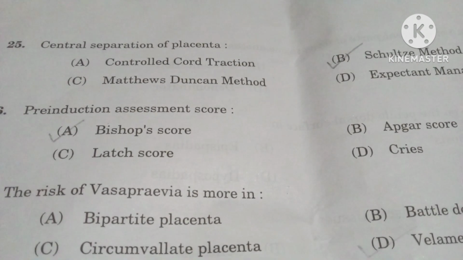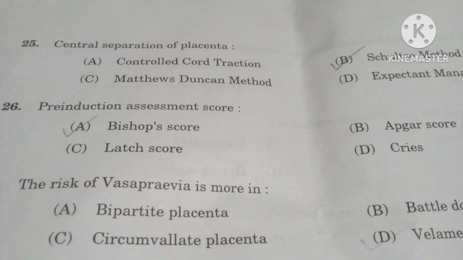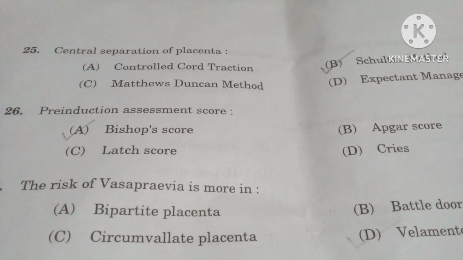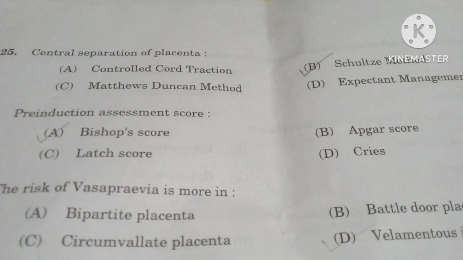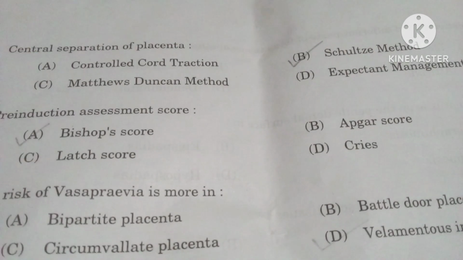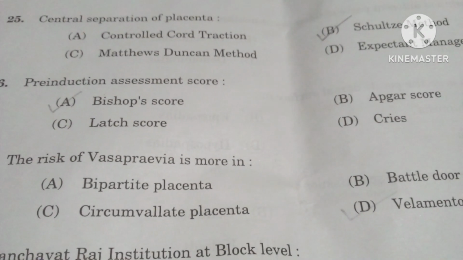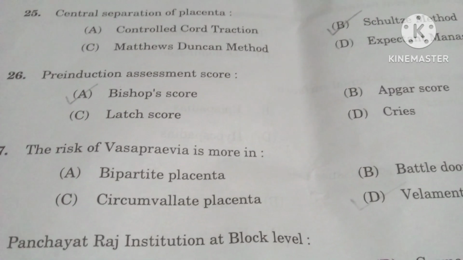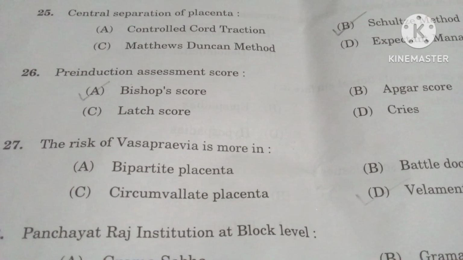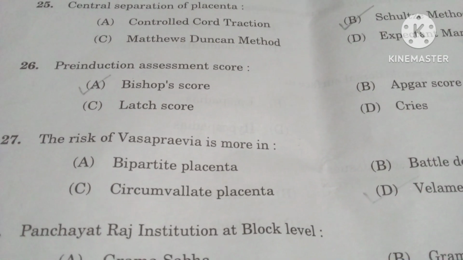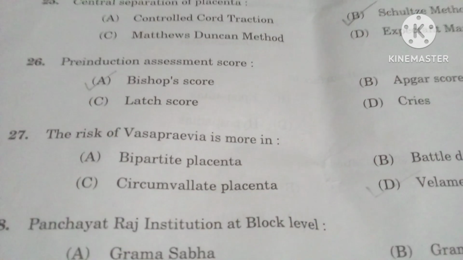Central separation of placenta is called A. controlled cord traction, B. Schultze method, C. Duncan-Matthews method, D. expectant management. Central separation of placenta is Schultze method. Matthews-Duncan method is where the placenta slides through the sides of the uterus.